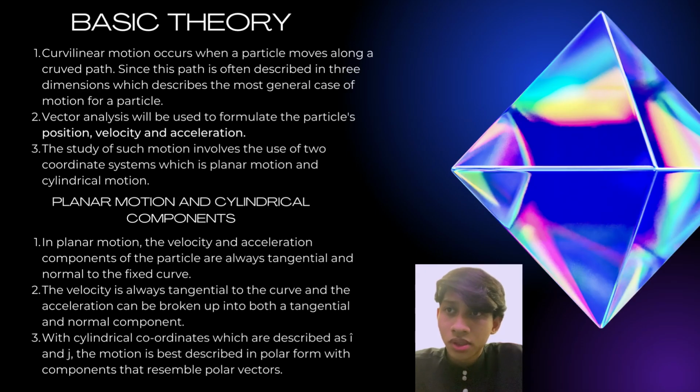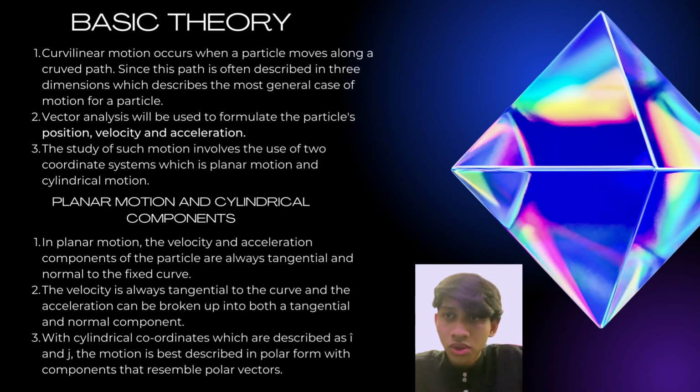Next is basic theory. Curvilinear motion occurs when a particle moves along a curved path. Since this path is often described in 3 dimensions, which describe the most general case of motion for a particle, vector analysis will be used to formulate the particle's position, velocity, and acceleration.